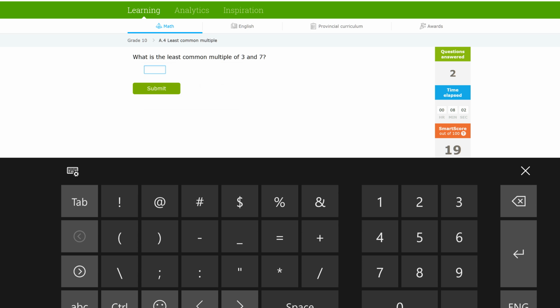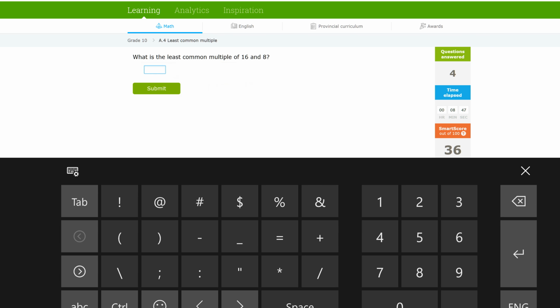Good. 3 and 7. So 3 and 7 divide 21. So 21 is the least common multiple. You got it. 6 and 11. If you multiply them, we get 66. 66 is divisible by both of them. Least common multiple. Yeah.